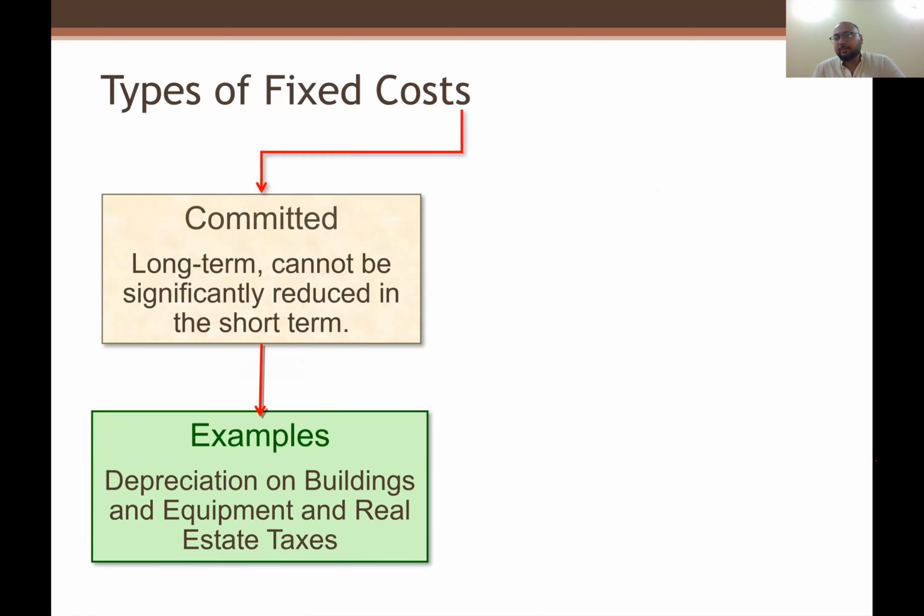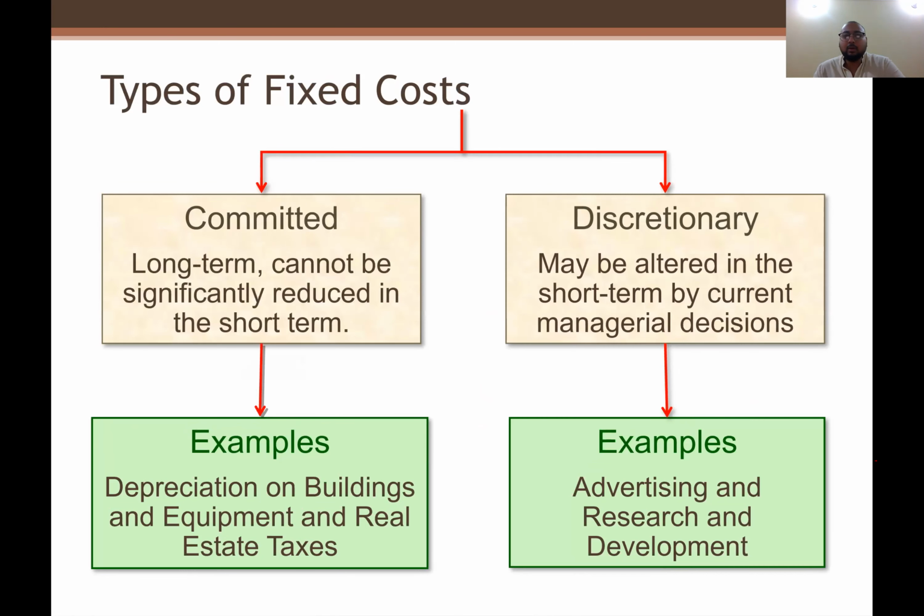So there are two types of fixed cost. One is called committed cost, and one is discretionary fixed cost. That is new for most of you. Committed fixed cost is based on the long term, for example, depreciation on buildings, equipment, and real estate taxes as well. So these are committed costs, and the periods are long term.